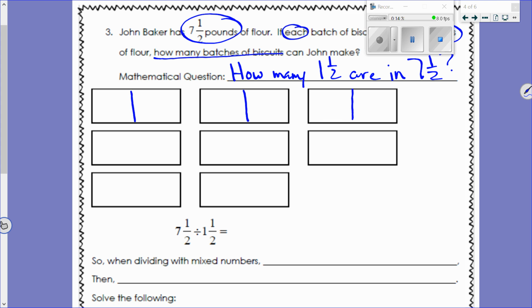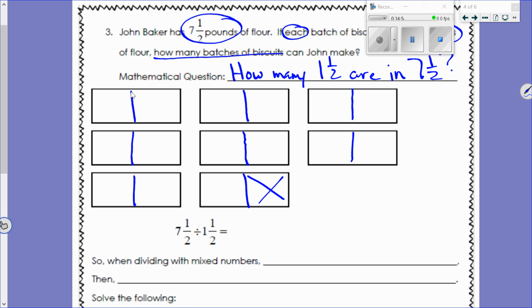Because right now I've got 8 blocks here, right? But how many do I actually have for my problem? 7 1/2. So I'm not going to make you color all of them. Instead, we're just going to cross out this last one, because that one's not being used, right? Okay? So this now represents our 7 1/2.